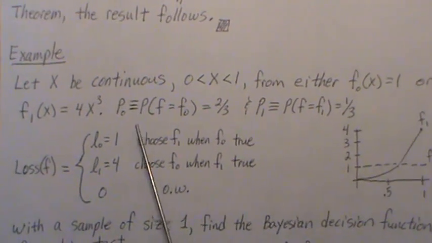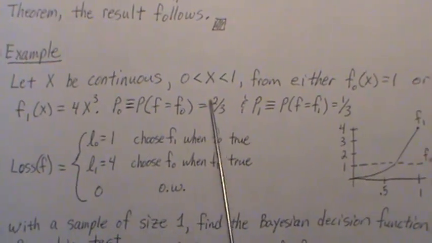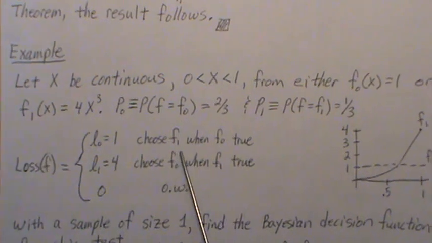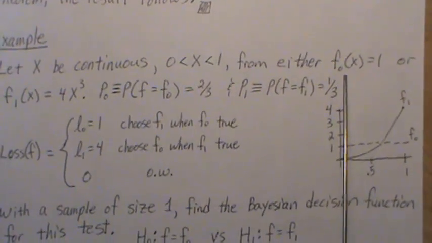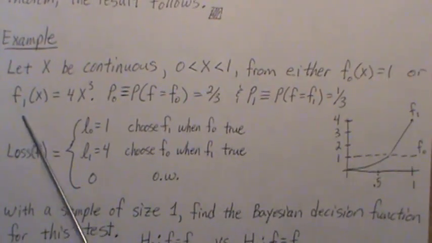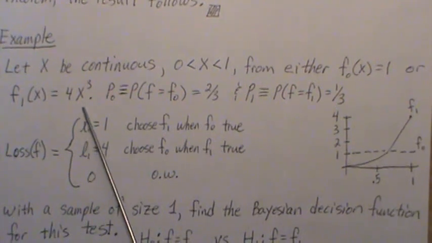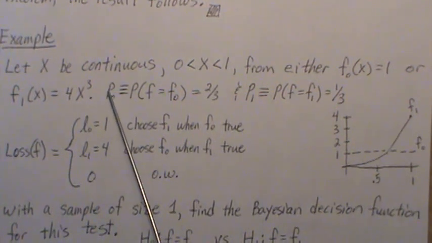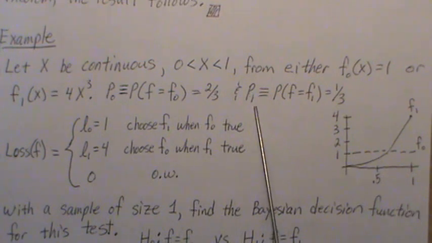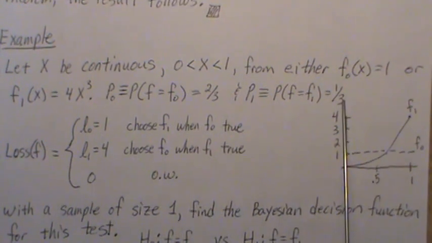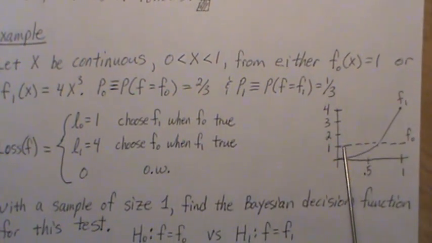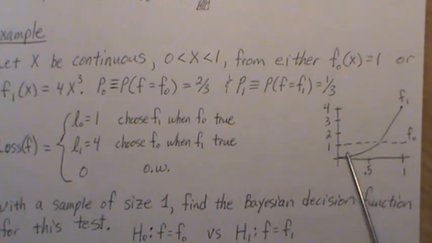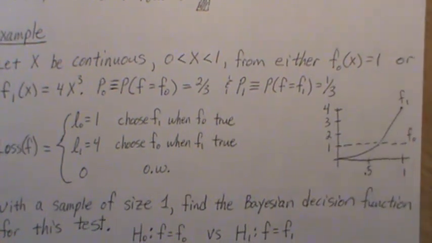Let X be a continuous random variable from 0 to 1. And it's either f of 0 equal to 1 or f of 1 equal to 4x cubed. Now the prior probabilities are P0 is 2/3 and P1 is 1/3. Now the graph looks like this. So this is F0 and this would be F1.